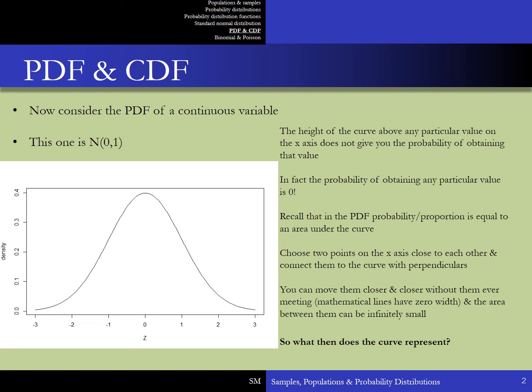Recall that in the probability density function, probability or proportion is equal to an area under the curve. Choose 2 points on the x-axis close to each other and connect them to the curve with perpendiculars. You could move them closer and closer without them ever meeting, because by definition a mathematical line has 0 width, and therefore the area between them can be infinitely small. So what then does the curve represent?